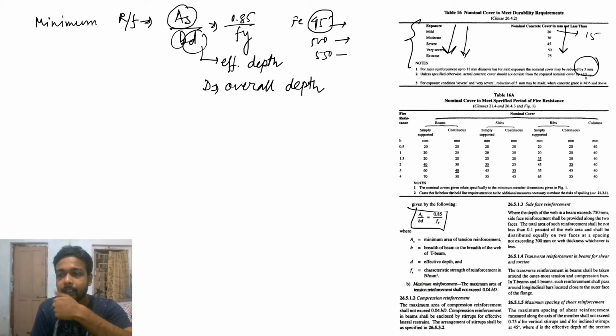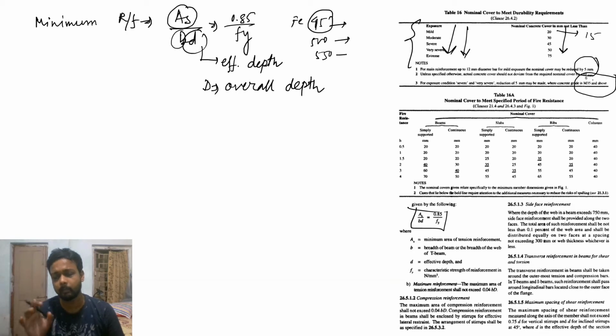Unless specified otherwise, a reduction of 5 mm may be made where concrete grade is M35 and above. M35 and above comes under design mix. In design mix, the quality control is better, which means good compressive strength, good fire resistance, good durability. So in that scenario, we can say a margin of 5 mm is the reduction factor. This is the 16A table.